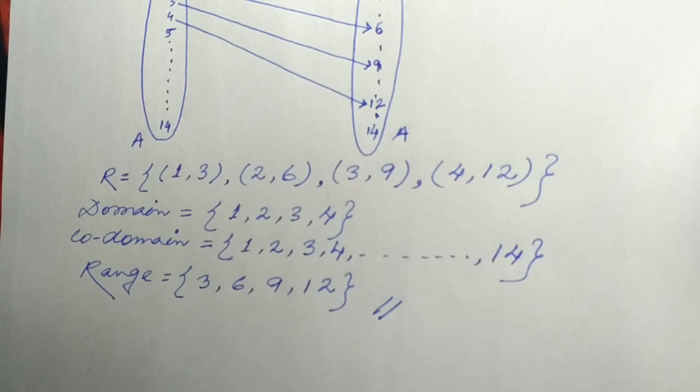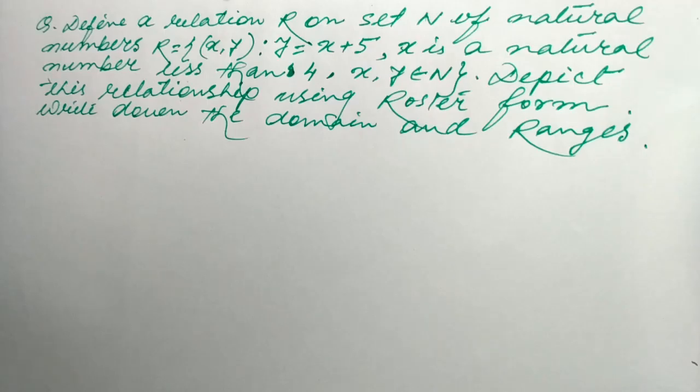Now let's start another problem. Here we have given, define a relation R on set N of natural numbers, R equal to {(x, y): y equal to x plus 5, x is a natural number less than 4, x, y belongs to N}. Depict this relationship using roster form and write down the domain and range.